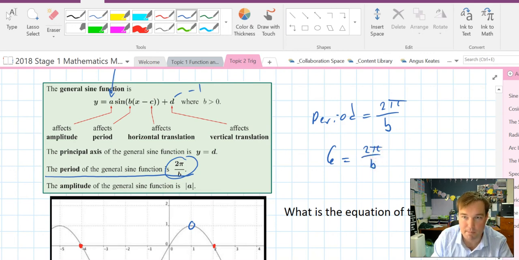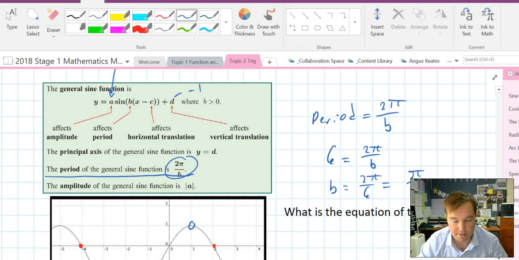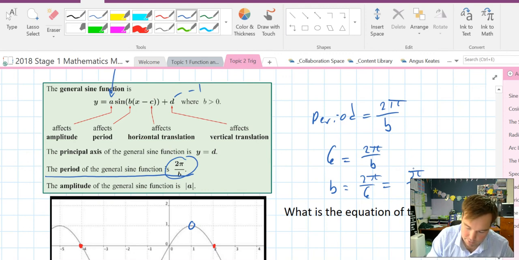Then we rearrange to get b by itself. Multiply both sides by b. 6b equals 2 pi. Divide both sides by 6. b equals 2 pi on 6, which is the same as 1 pi on 3. Alright, so we're starting to knock these away now. So b is pi on 3.